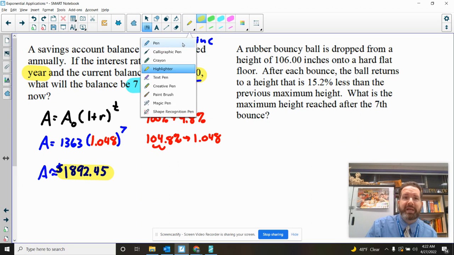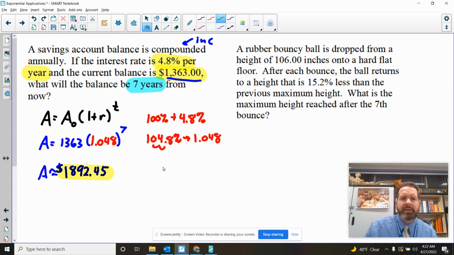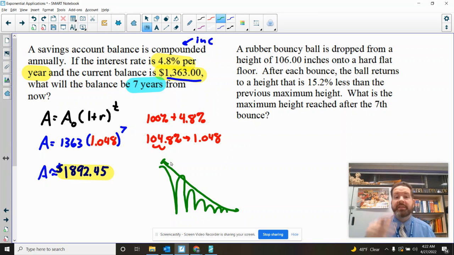So we've all done this, right? You dropped a ball, and so if you start, the ball bounces back, and then it bounces again, and it bounces again, and it bounces again, but it keeps bouncing smaller and smaller amounts each time. This is going to be a decrease, an exponential decay situation.